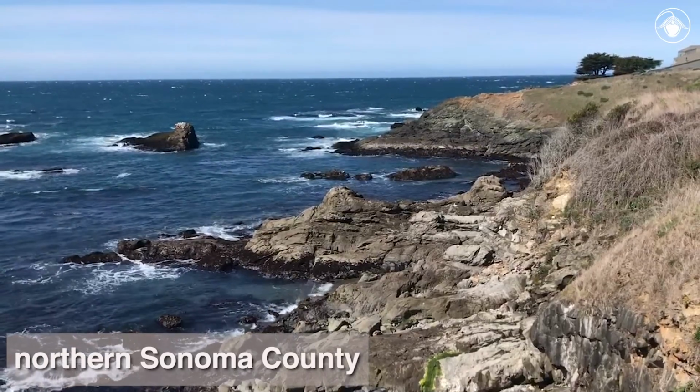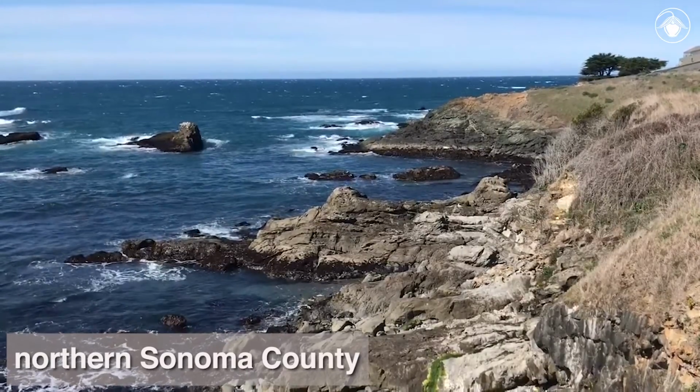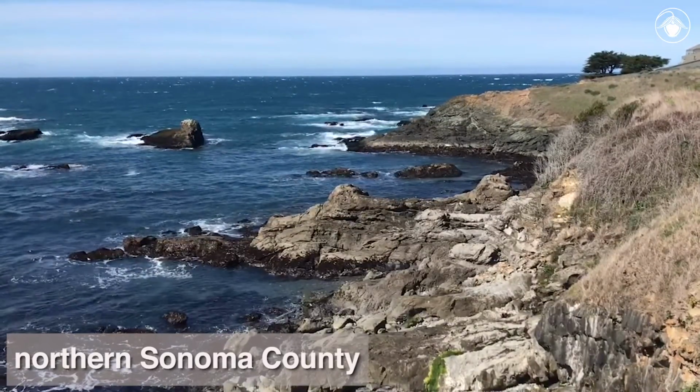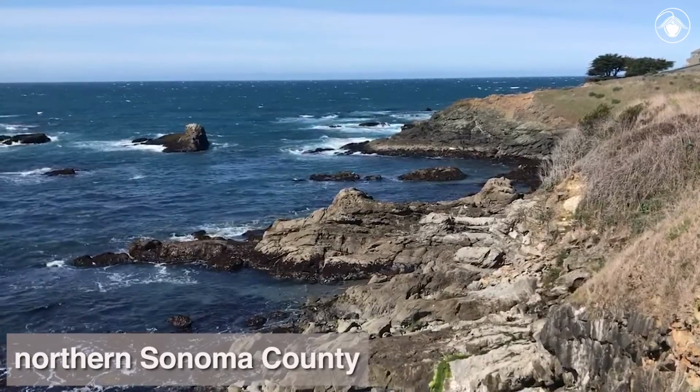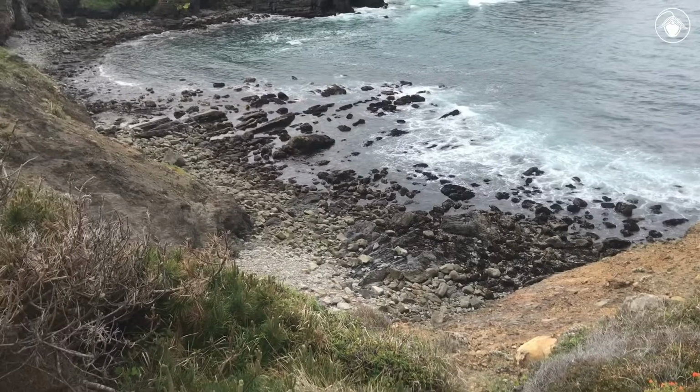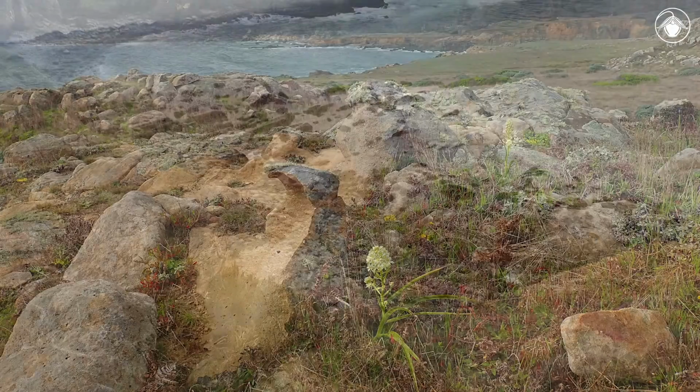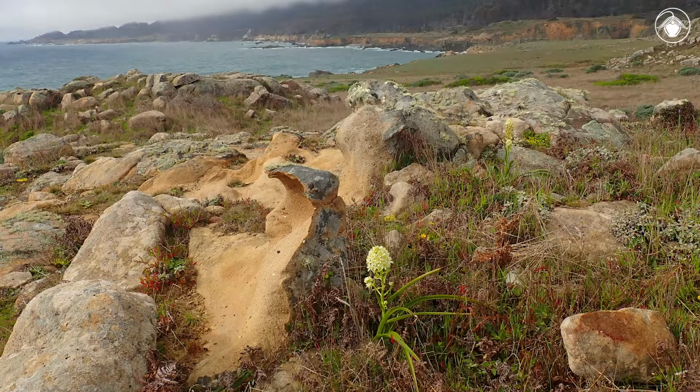Welcome to the coast of northern Sonoma County. It is early spring, and the sky stays foggy until the afternoon. The springtime seas are choppy as strong winds push from the northwest. Walking along the bluff, we see some showy monocots peeking out from behind boulders.